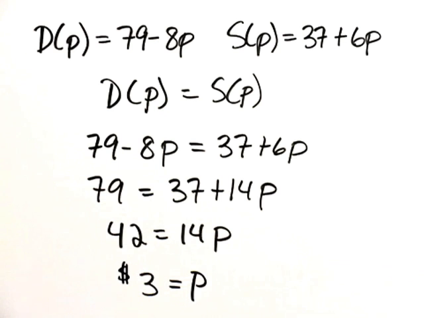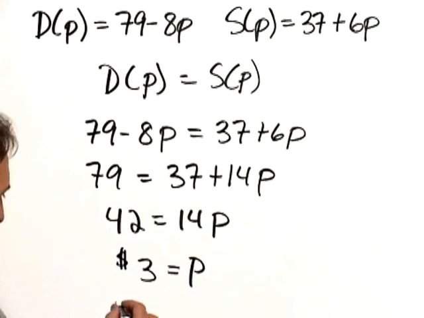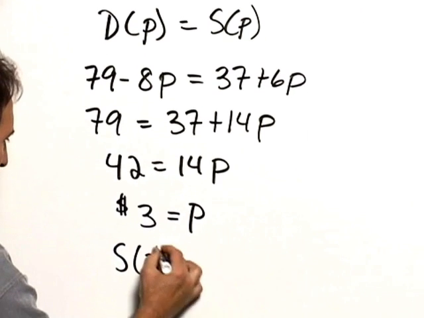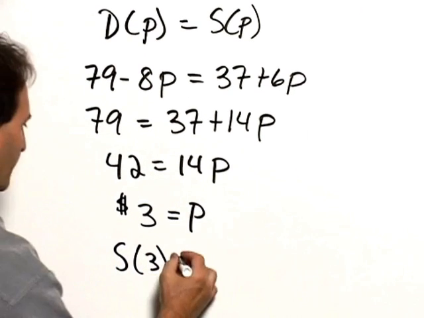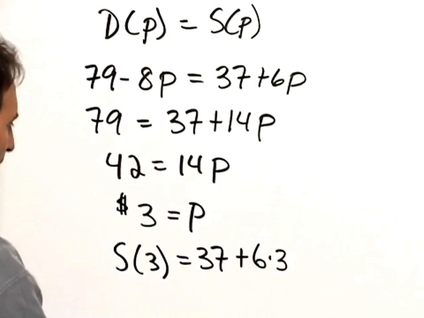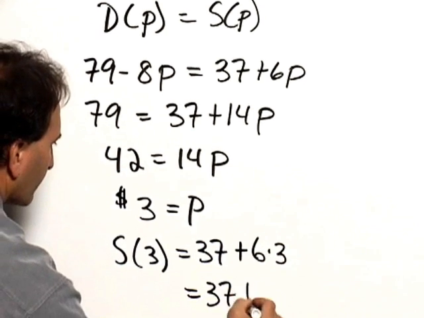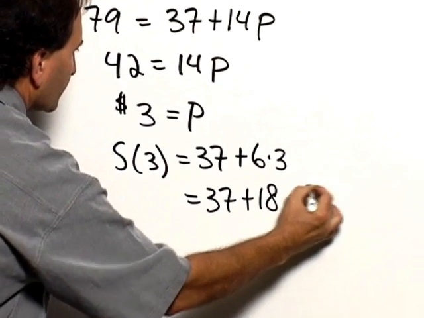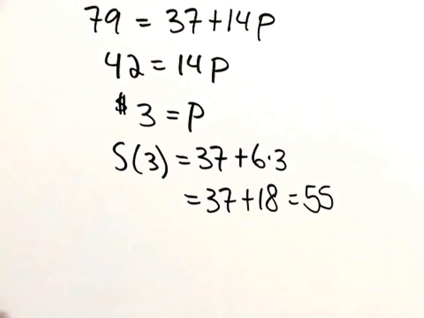Now we have to find the actual amount that's both supplied and demanded. It is the same because this is the equilibrium point, so you can use either formula. Let's take the supply formula. S of 3 will equal 37 plus 6 times 3. That's 37 plus 18, which is 55. That's 55 units that would be supplied.